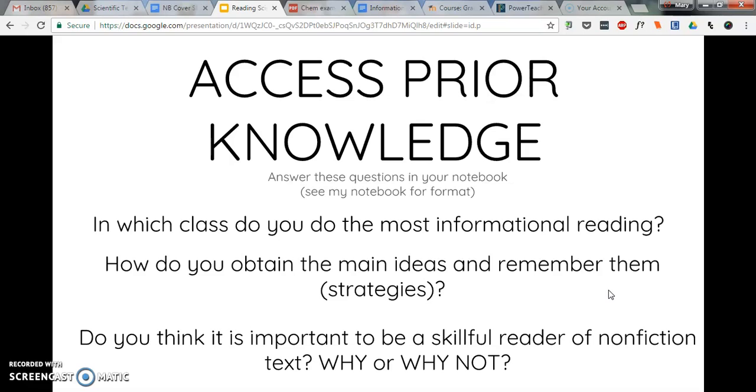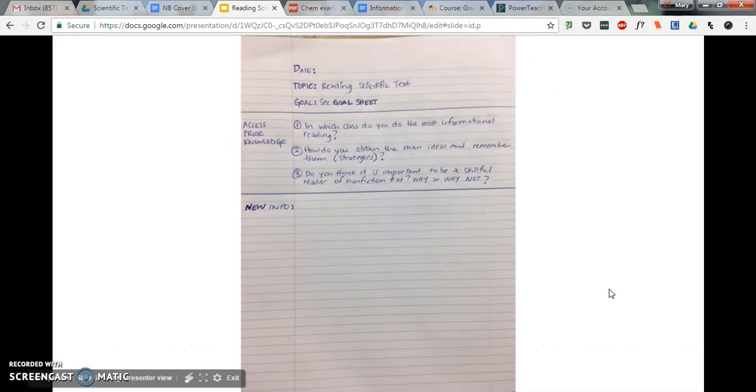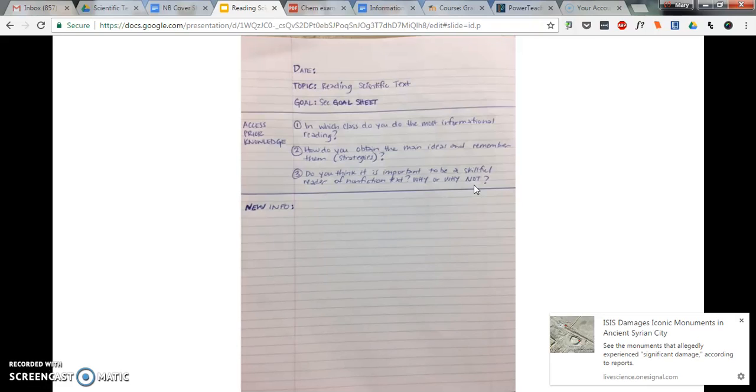Why or why not? So at this point, I would like you to go to the first 2 blank pages in this unit, in your notebook. On the left side, which is the output side, we're going to get our lesson set up. You will put the date and the topic, reading scientific text. And then I would like you to write down your answers to these questions. Please pause the video until you have done this. Remember to answer these questions.